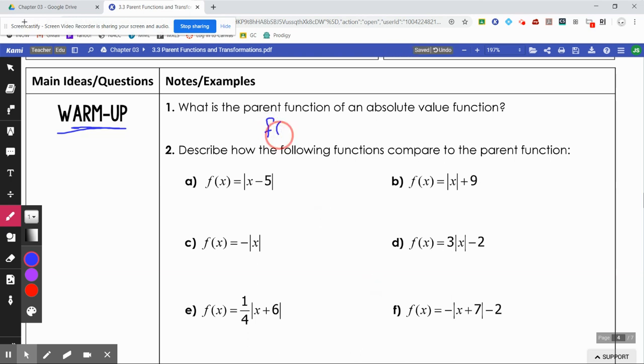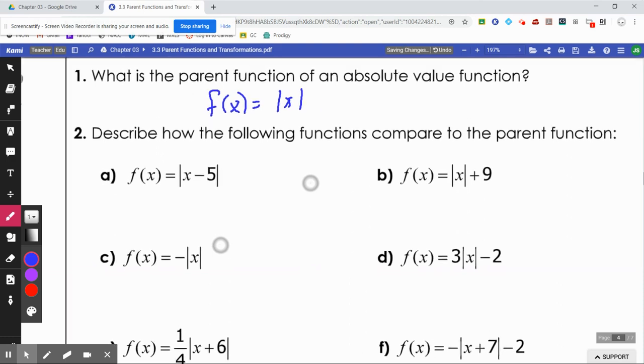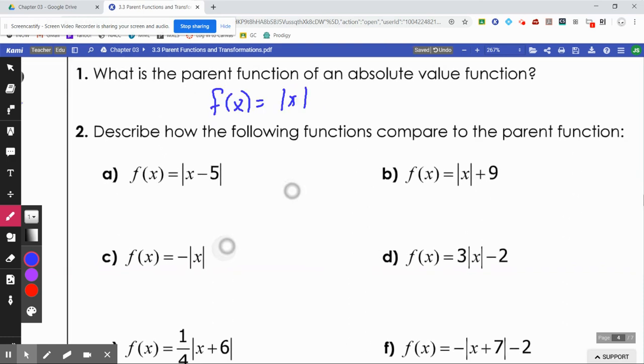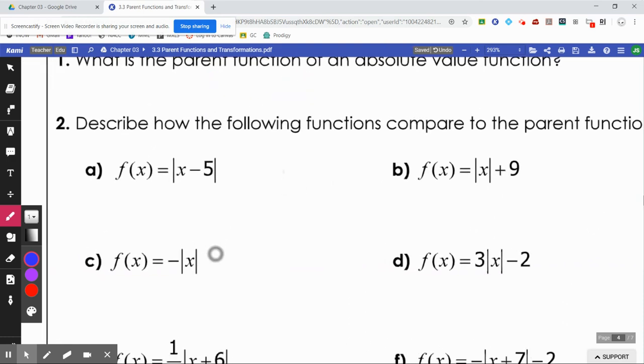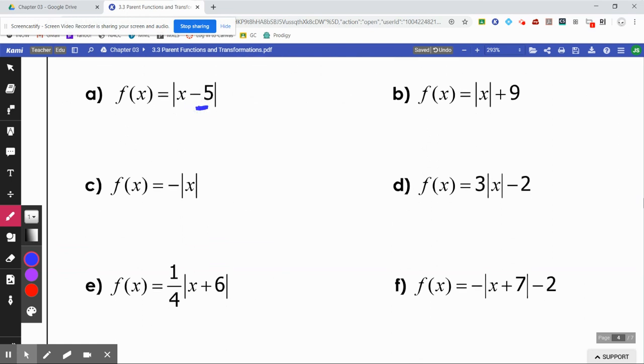Now, remember that the parent function is the most basic absolute value function. That'd just be y equals absolute value of x. Now, describe how the following functions would compare with the parent function. So, a reminder, as we go inside, and if we subtract 5, things that happen inside with x, pluses or minus, happen backwards. So, a minus 5 would move your function right 5.